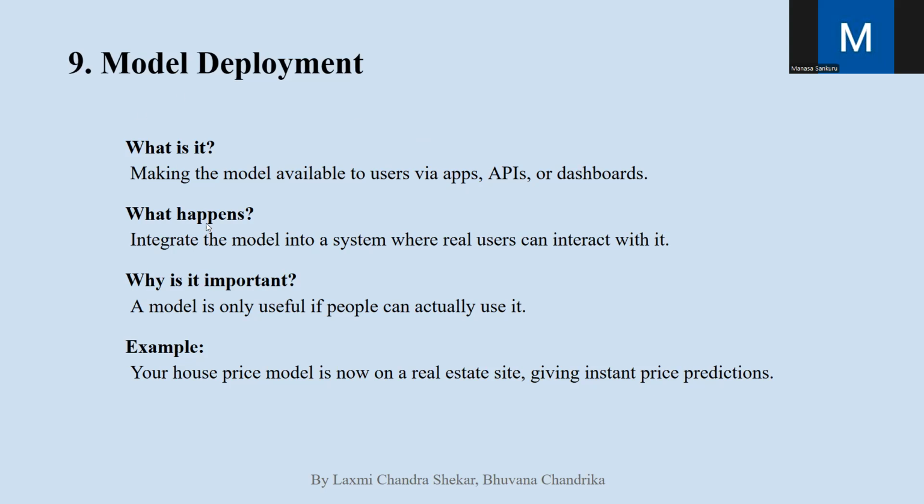And what happens? We integrate, in the sense we combine, or integrate the model into the system where real users can interact with it. Why is it important? A model is only useful if people can actually use it. So you understand why it is important. Example, your house price model is now on a real estate site giving instant price predictions. So it is deployed. It is working in real life, in real time.